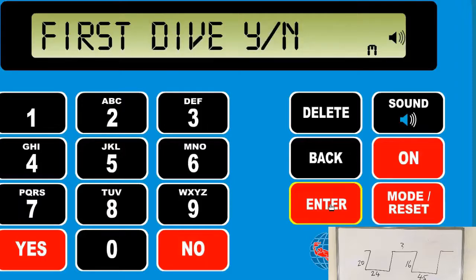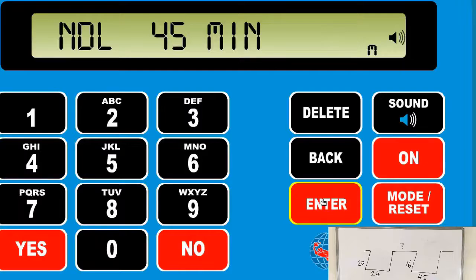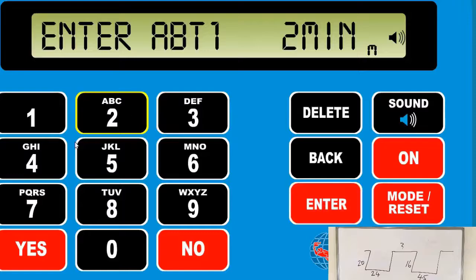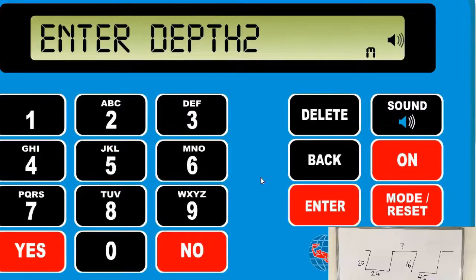Now, is it the first dive? Yes, it is, so we can just click on yes. It asks us what the first depth is, which was 20 metres, and then press enter. It tells us we could stay down there for 45 minutes, which we accept, but we're only going for 24. Now when we press enter, just notice it doesn't make any difference in this question, but it might in future. Notice it didn't tell us what the pressure group is after that step. It's just asking what's the depth of the next one. So let's put in 16 metres. Enter.